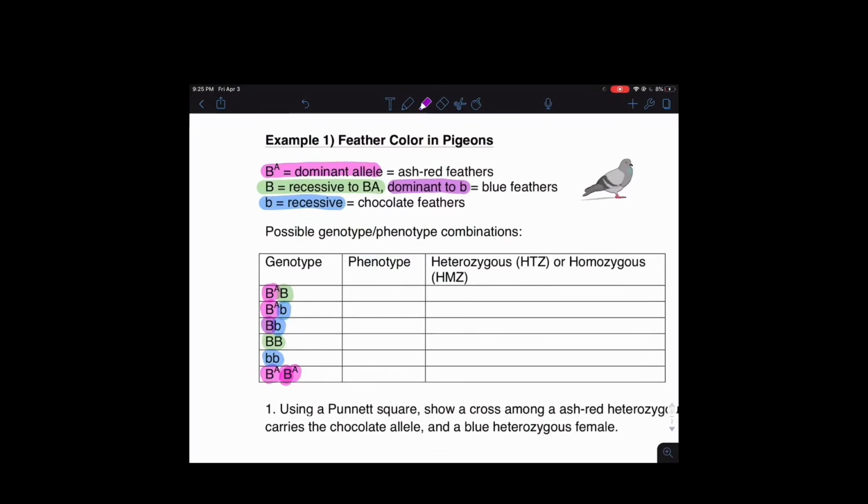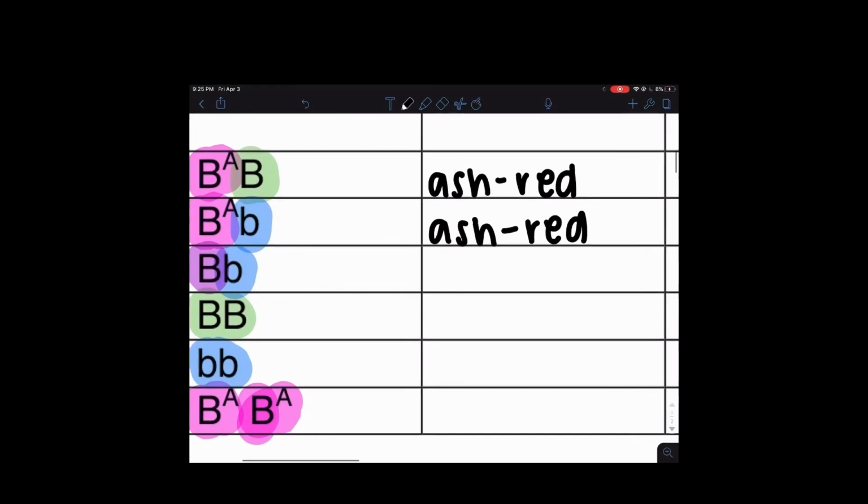So for the phenotypes, we know that BA is the dominant allele, so anything that has BA in it is going to be ash red. So that means the first one should be ash red. And the second one should also be ash red because it has BA in it. The next one would be blue because it has a capital B, which would normally be recessive to BA, but since there's a lowercase b next to it, it is dominant, so it's going to be blue.